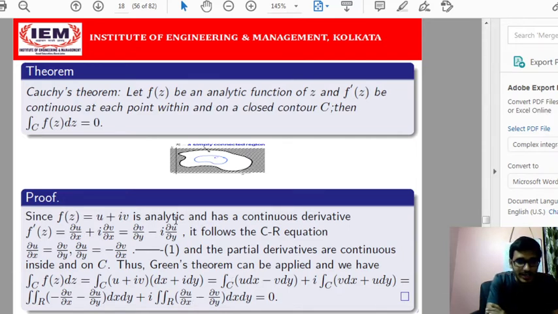there is a region, and in that region the partial derivatives of u and v are continuous and exist, then this line integral can be converted to a double integration in that region. You know that the line integration of p dx plus q dy is nothing but the double integration with respect to the surface R of del q del x minus del p del y into dx dy. So here that is our p, that is our q.